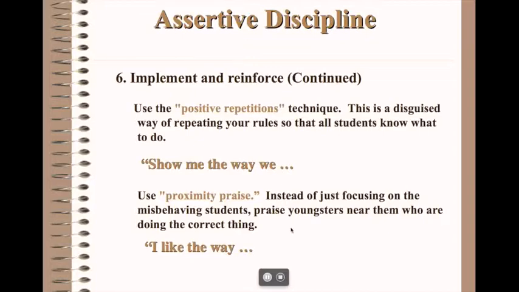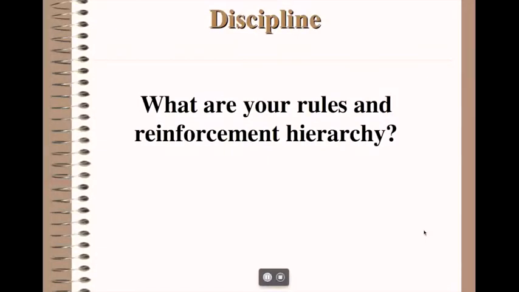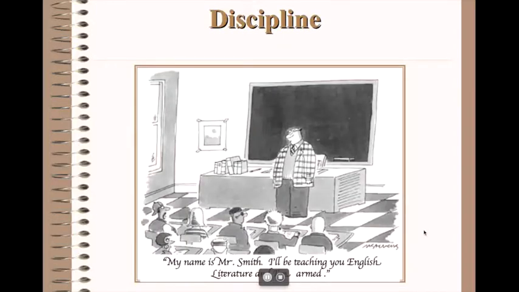And then to maintain it, to reinforce it, you use proximity praise. "Boy, I like the way this group over here has been working quietly." "Boy, I like the way Bob and John, Jane, and Sam, you all lined up. You're real quiet. That is great. Good job, you 4." So instead of focusing on the negative, the kids that are talking, you praise the youngsters that are doing the right thing. It works. But my challenge to you: what are your rules? What is your reinforcement hierarchy? What do you plan to do to control your class?